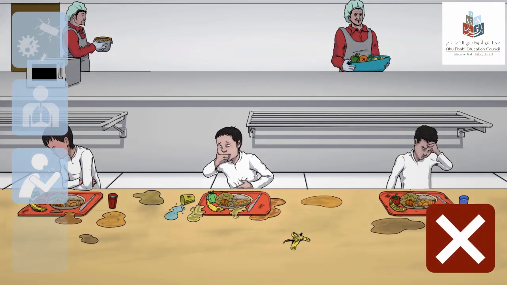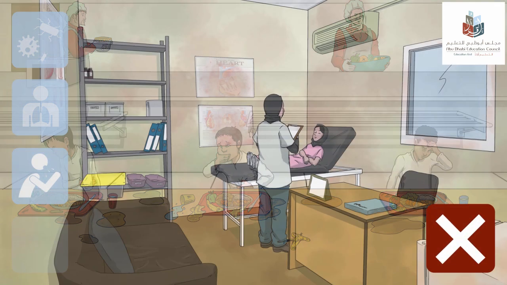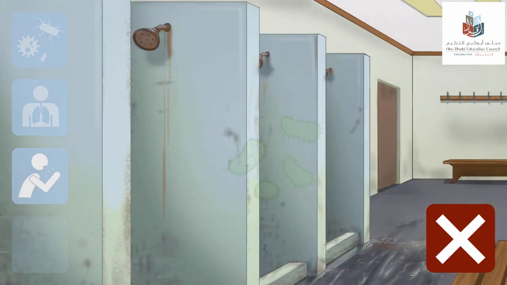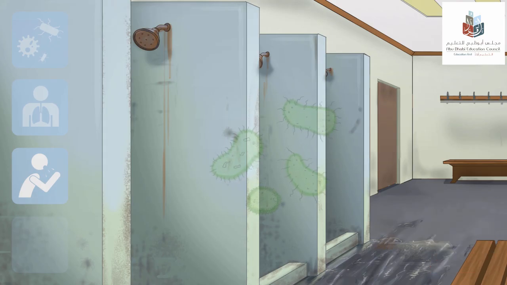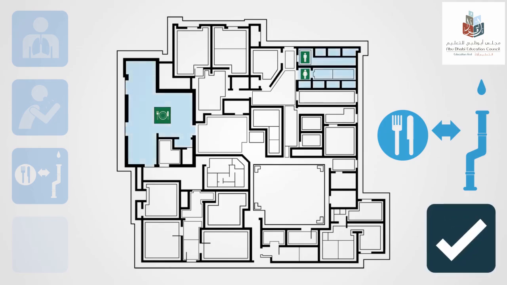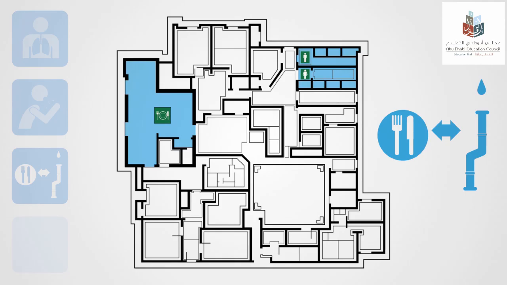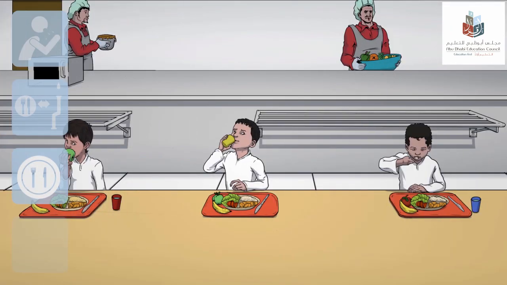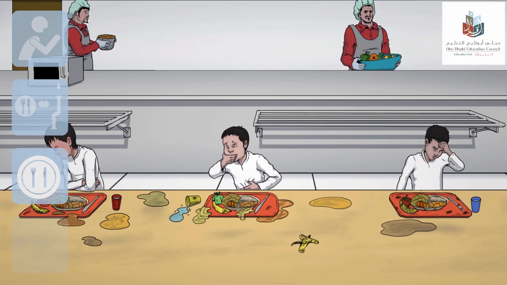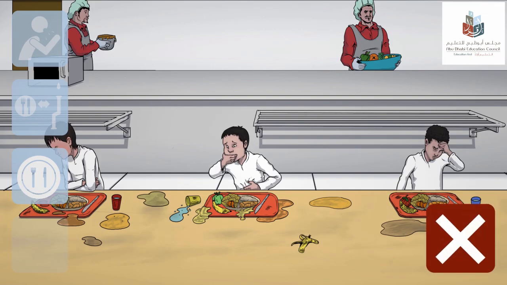Poor hygiene in areas such as canteens, clinics, swimming pools, and toilets can result in illness and disease from a buildup of germs and bacteria. Canteens and cafeterias must be located away from toilets and sewage outlets. Practicing proper food hygiene is an important way to prevent exposure to contaminated food and harmful bacteria.